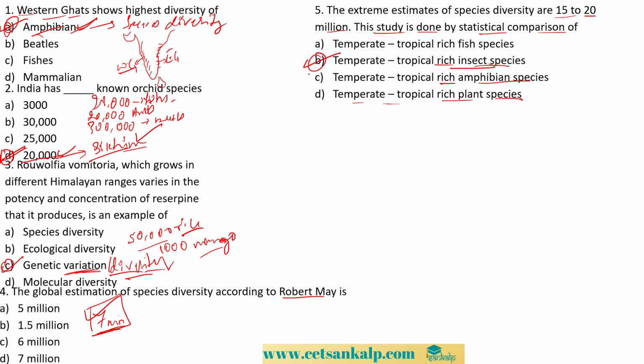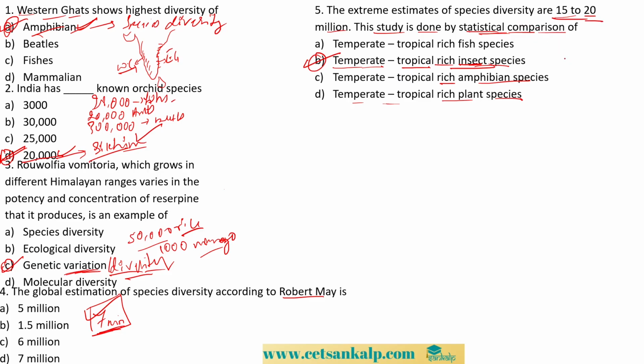That means on our Earth there may be 15 to 20 million animals or organisms. On what basis have they said this? This is mainly based upon a statistical comparison. This statistical comparison is mainly based on comparing the insect species which are mainly found in the temperate region with the insect species that are mainly found in the tropical region. So they have compared the insect species diversity from the temperate and tropical, and based on that they have given an estimation that maximum we may find around 15 to 20 million species.